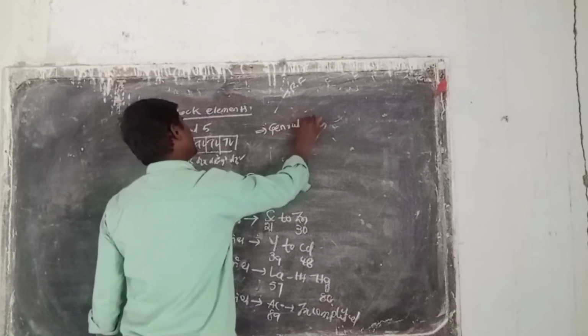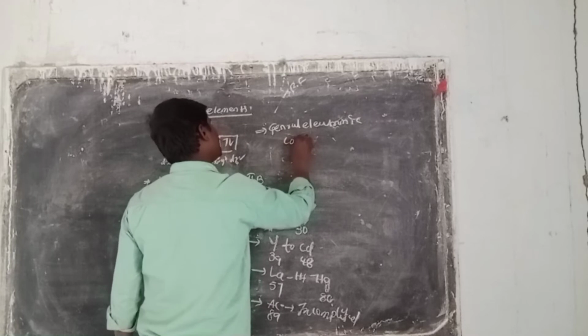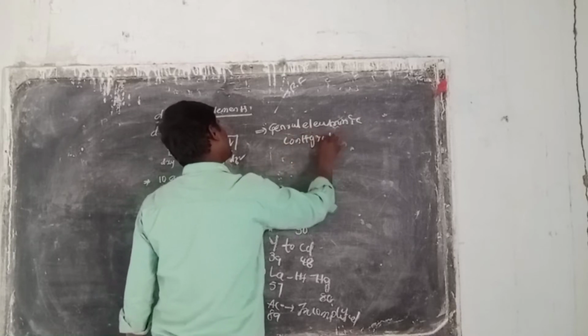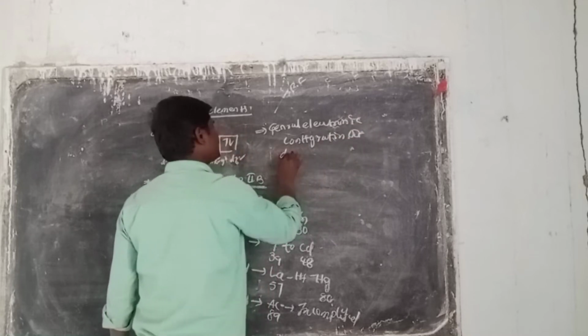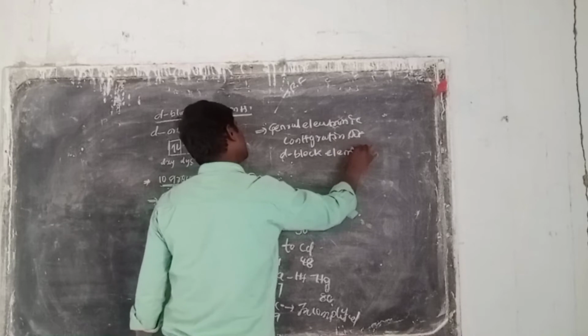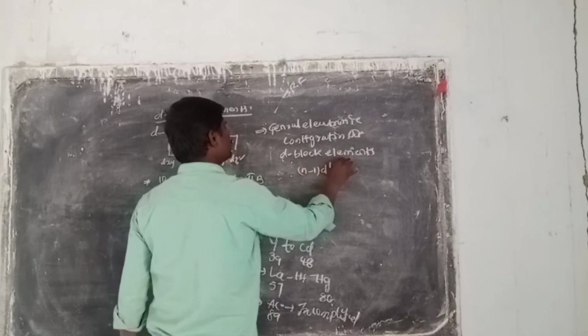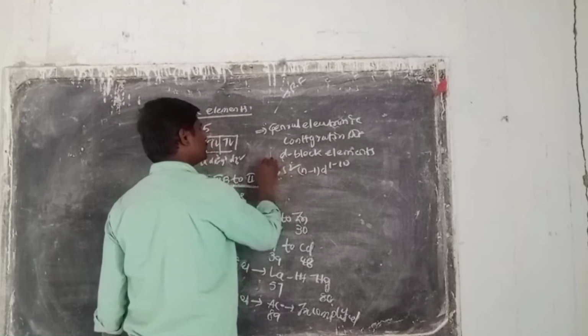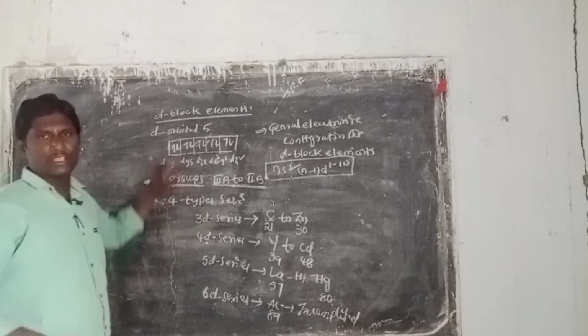General electronic configuration of D block elements is (n minus 1) d 1 to 10 ns2. This is called the general electronic configuration of D block elements.